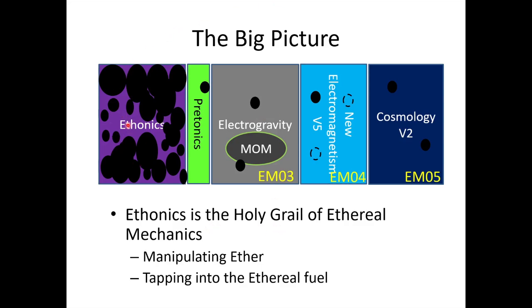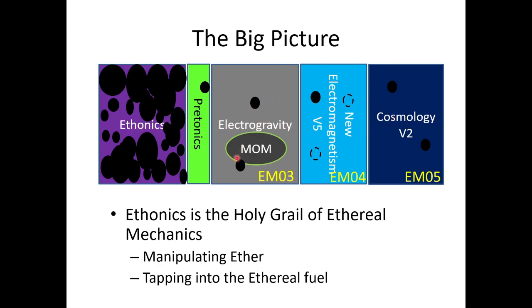Ethereal mechanics goes from the very tiny Ethonics, the particles that make up the ether, to Pretonics, which is the precursor to all matter and fields. And we get the model of matter, new electromagnetism V5, and we're going up the scale. So we go from the very tiny to the very large. So this is going up.